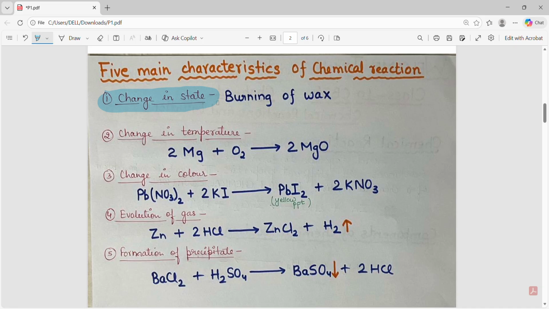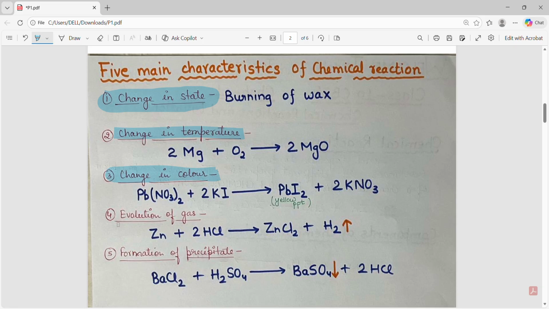For example, if you mix water with water, then among these 5 nothing is going to happen. The state is not changed, the temperature is not raised or decreased, the color is not changed, there is no evolution of gas, and no precipitate formation. So whenever you mix 2 or more reagents, there should be a change in state, or the temperature changes. It might be a temperature rise, sometimes a temperature decrease. And if there is any color change, it will be visible for us to understand.